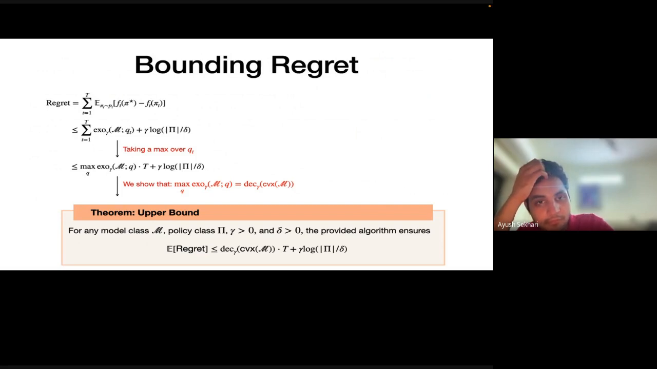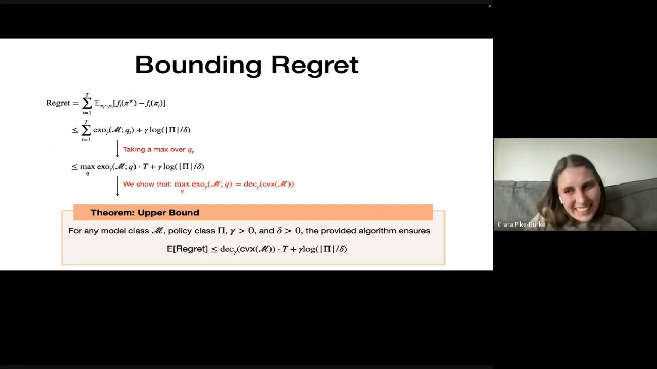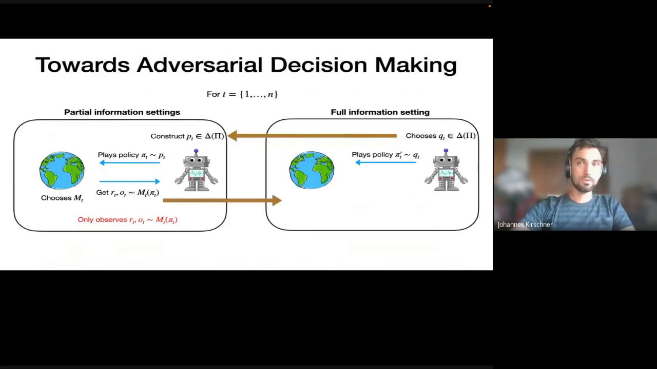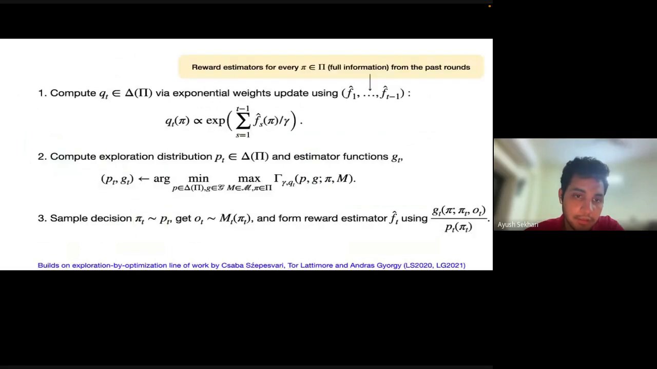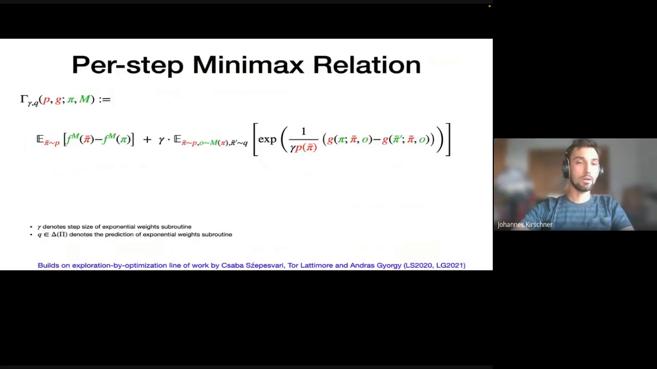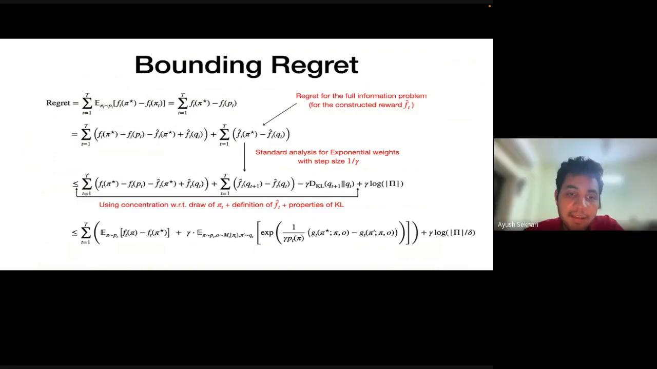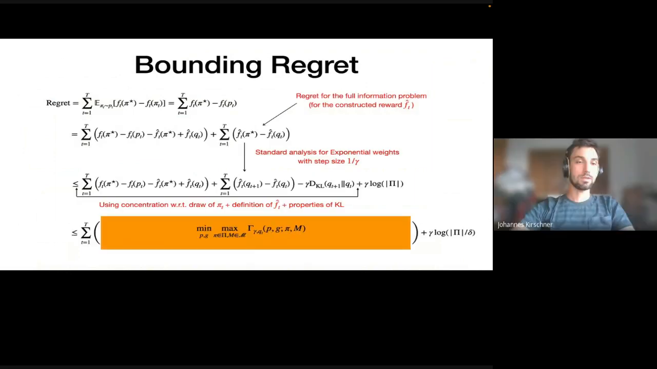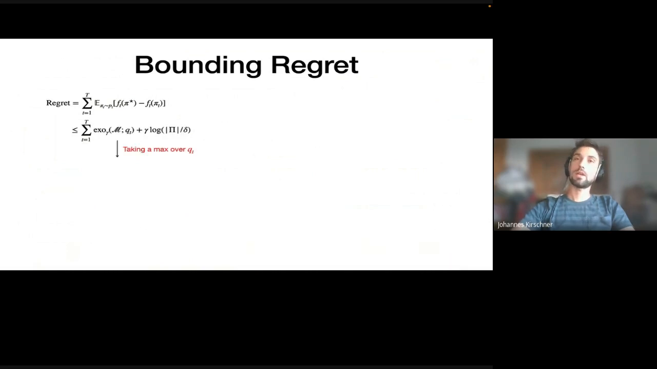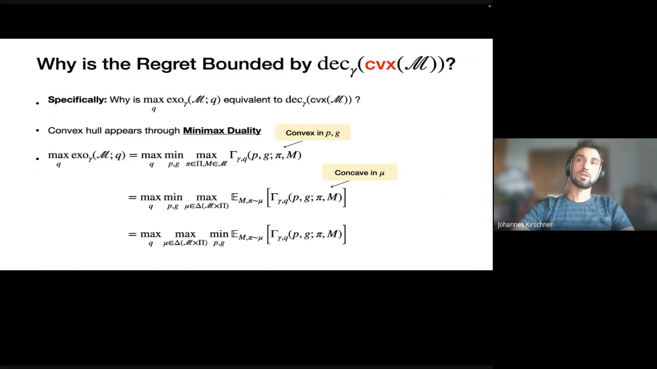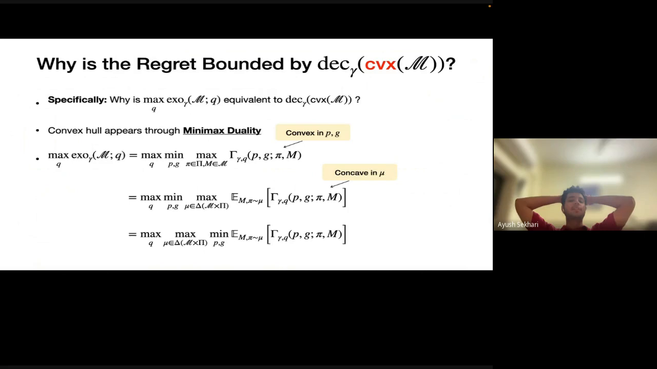I think I'm still trying to digest it a bit. So I had one question in the proof. Are you convexifying over pi? So what's the intuition on this, and why is the adversary choosing decisions?